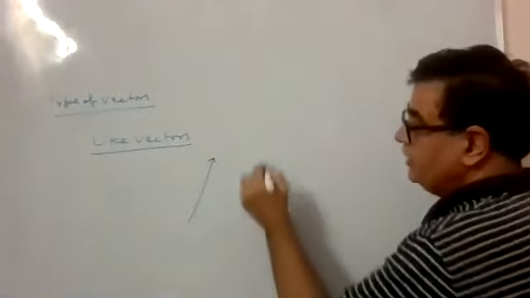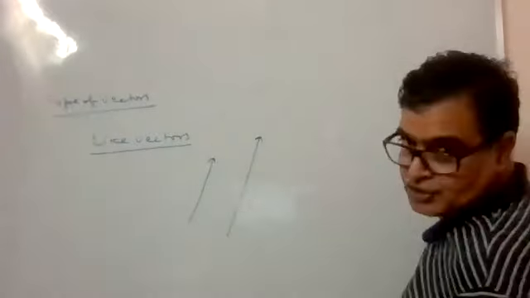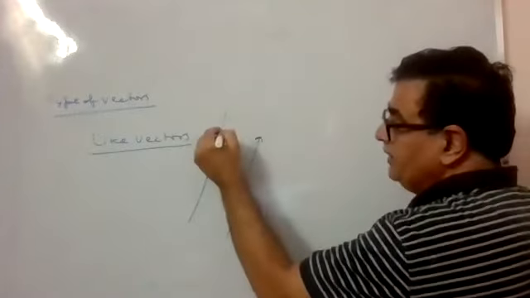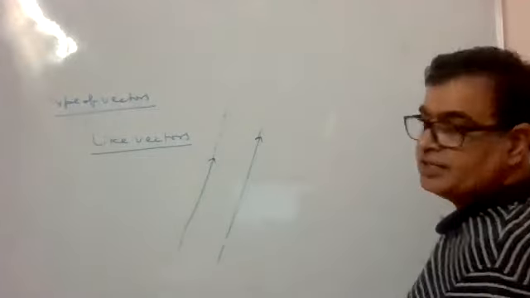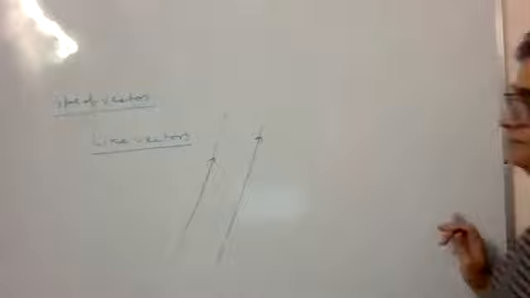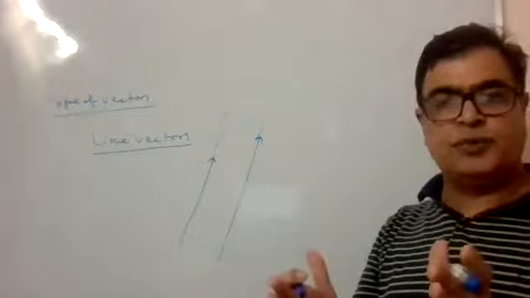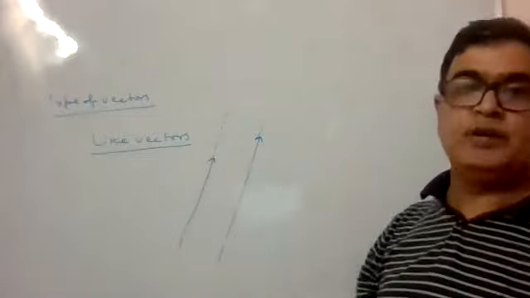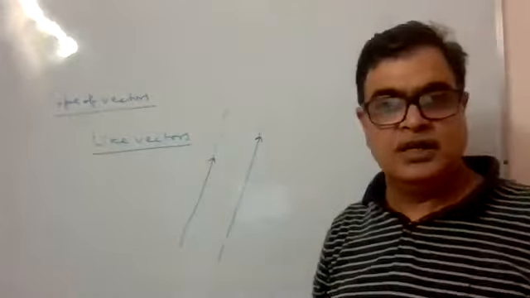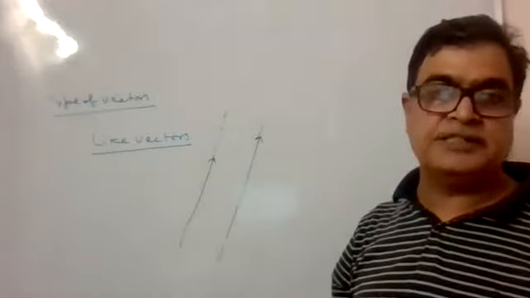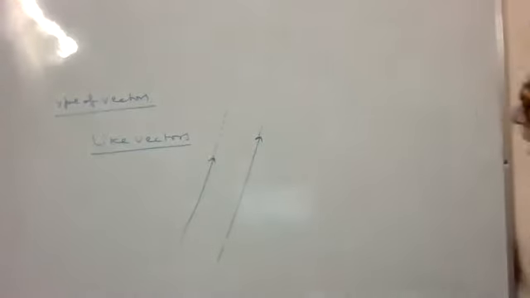One vector acting in this direction, another vector acting in this direction. Both are in the same direction. Same direction means the support lines should be parallel to each other. Right? And the sense must be same. These two vectors will definitely be parallel to each other. In that case the support lines will be parallel and their sense will be the same. The vector acting here is also acting there. So this is what we call like vectors. So like vectors means the vectors which have same sense. So that is like vector. Then we have unlike vectors.